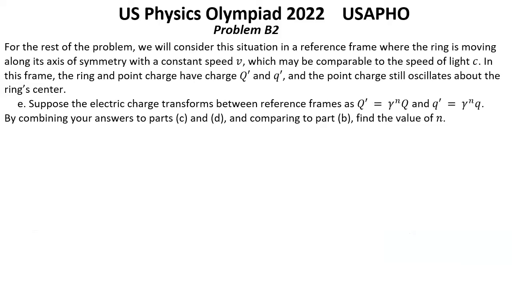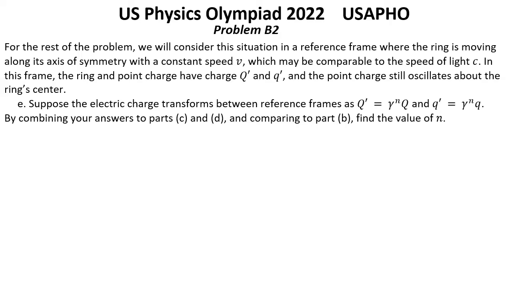Solution for question E. Suppose the electric charge transforms between reference frames as Q big prime equals gamma to the power n times Q big, and Q small prime equals gamma to the power n times Q small. By combining your answers to parts C and D and comparing to part B, find the value of n.